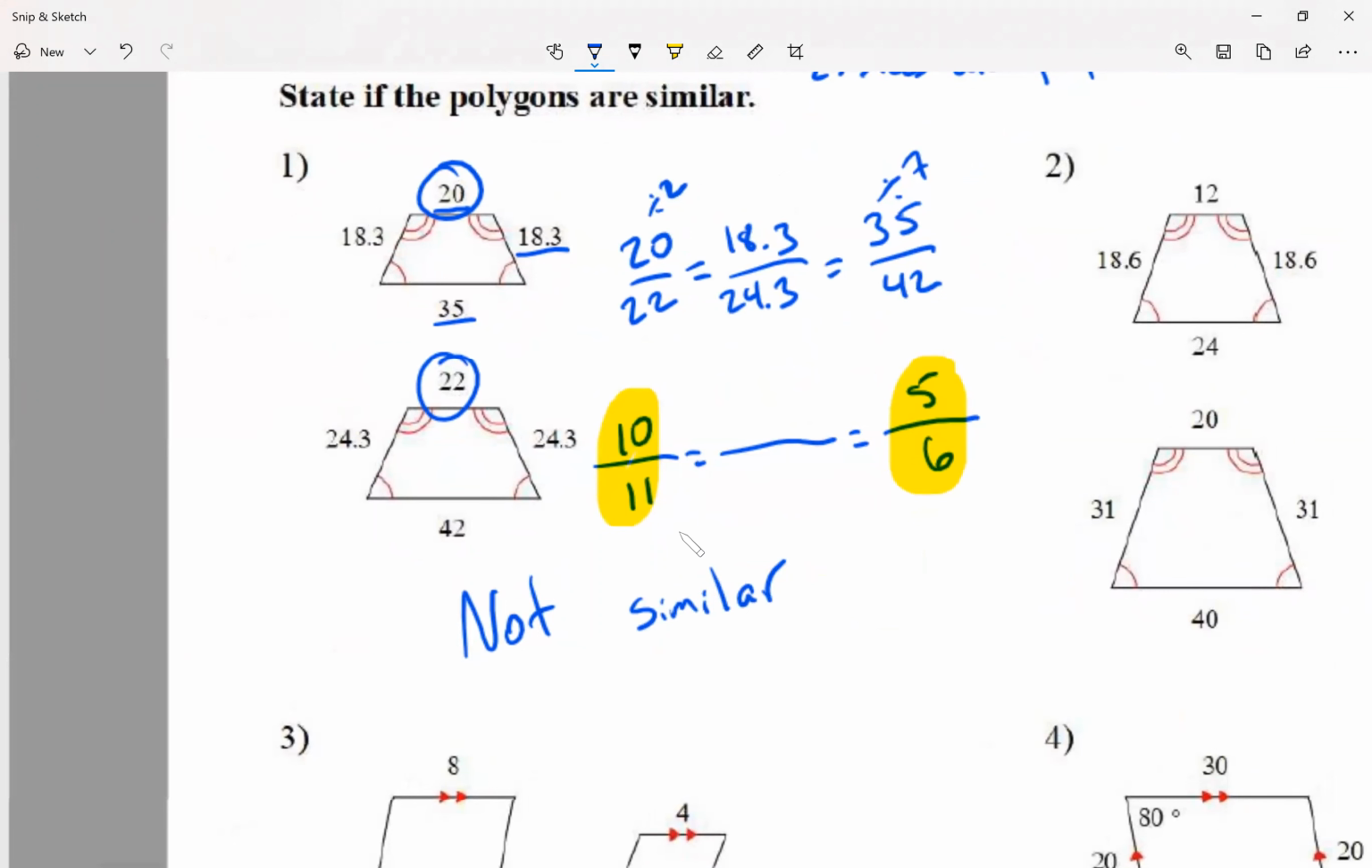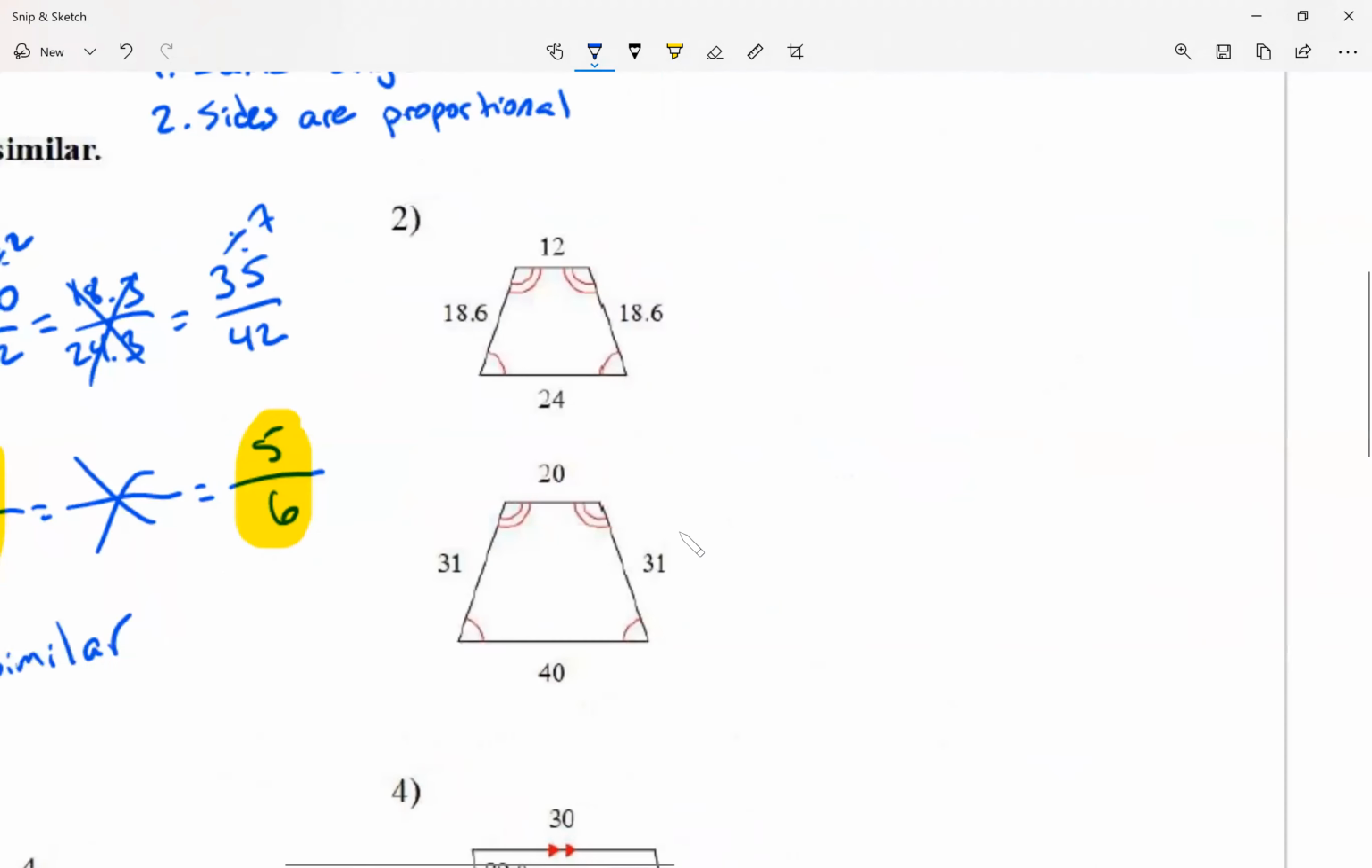Again, in order for two figures to be similar, they must have the same angles and the sides must be proportional. Notice that, again, I didn't have to check the middle fraction because I already found two that are not proportional. All right, let's take a look at question number two.